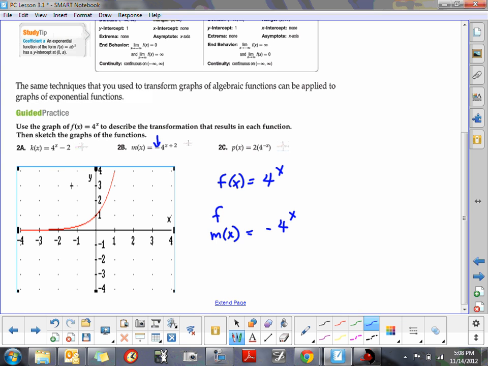All this does is take our graph that's an increasing curve and flip it, and now it's going to become a decreasing curve. So that's what that part does to it. But what does this other part do to it?